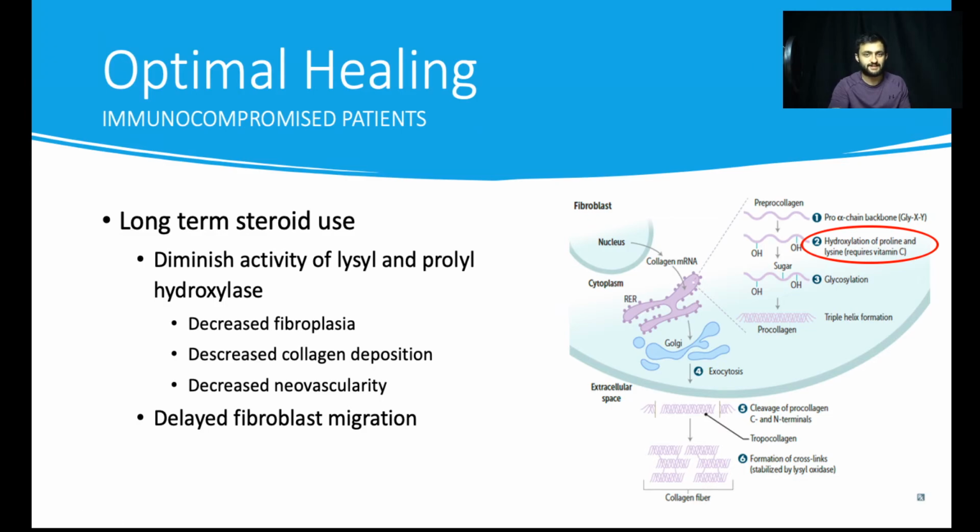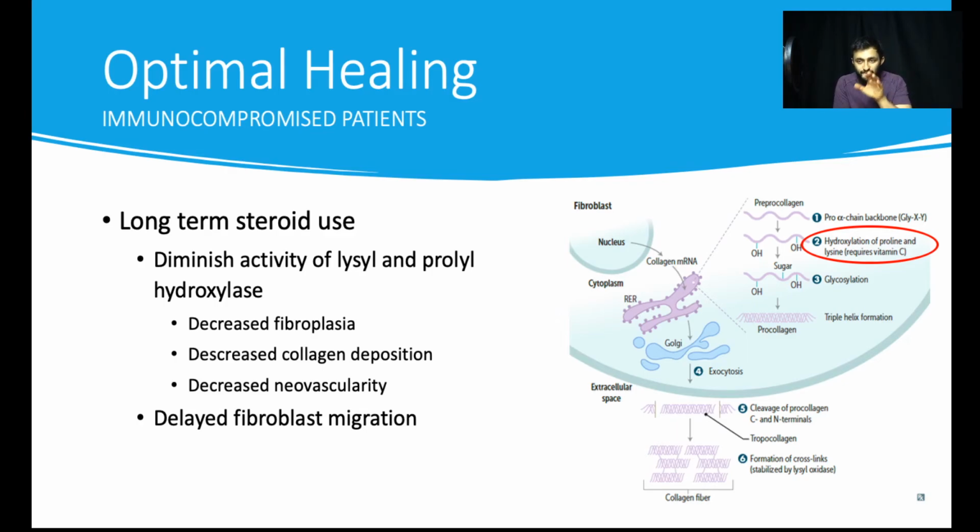If you're looking at the piece that's highlighted in red, it diminishes activity of lysyl and prolyl hydroxylase, it decreases fibroplasia, it decreases collagen deposition, and decreases neovascularity. And in addition to that, you end up getting delayed fibroblast migration. Now, what we find is that in these patients, wound strength can actually go down by as much as 30%. And in addition, we can have issues with reepithelialization and wound contraction.